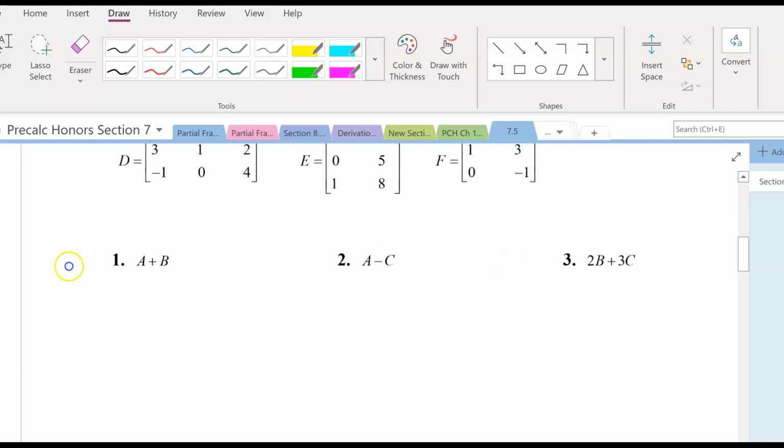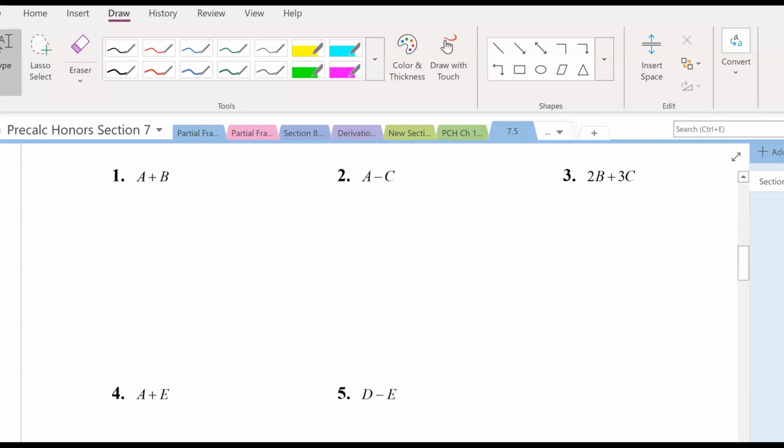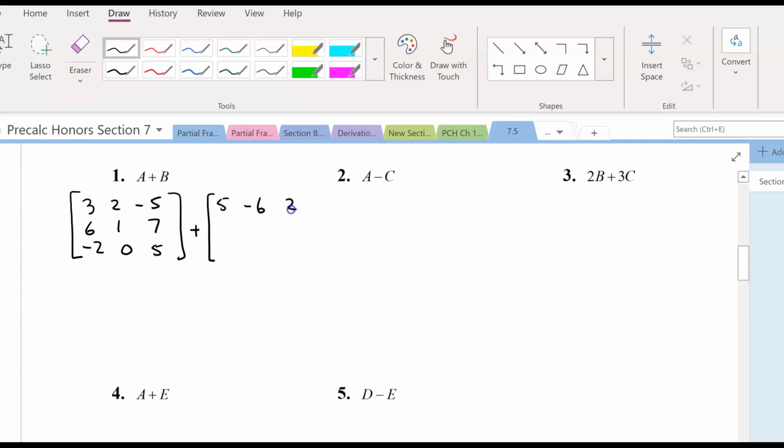So for question number 1, we want to add matrix A with matrix B. So let's go ahead and work this out. So matrix A is 3, 2, negative 5, 6, 1, and 7, and negative 2, 0, and 5. And we're going to add that to matrix B, which is 5, negative 6, 2, 4, 5, negative 4, 1, negative 1, and 0.